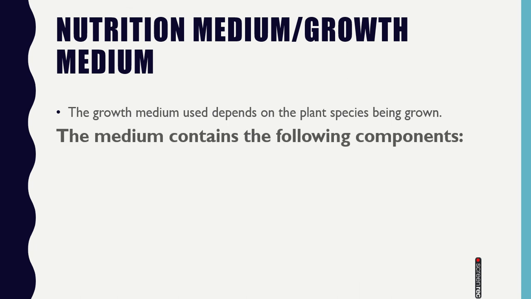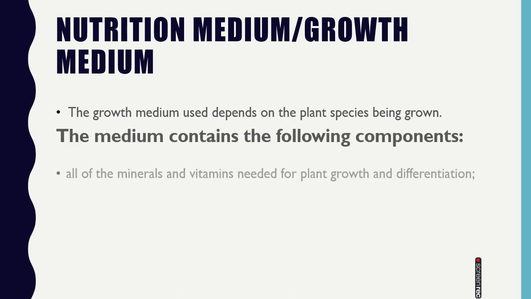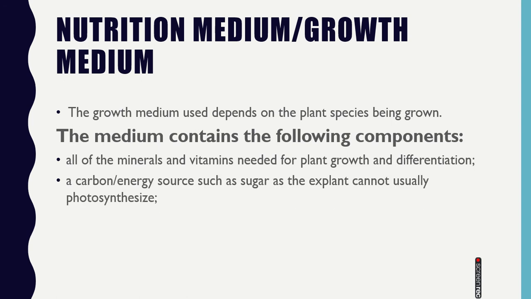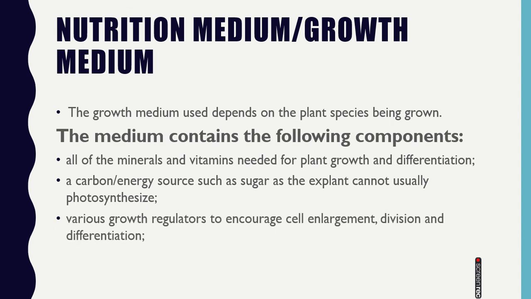The medium contains the following components. All of the minerals and vitamins needed for plant growth and differentiation. A carbon or energy source such as sugar, as the explant cannot usually photosynthesize. Various growth regulators to encourage cell enlargement, division and differentiation. And agar, which is used to solidify the medium.